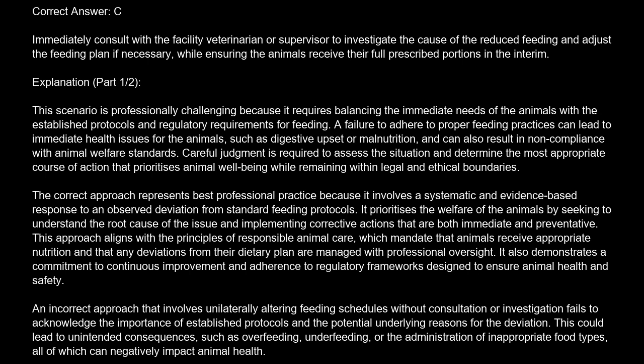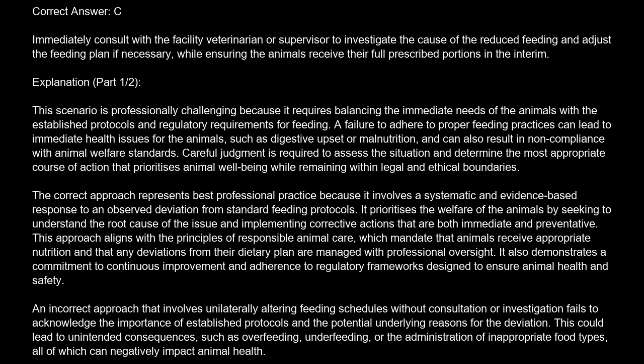Explanation: this scenario is professionally challenging because it requires balancing the immediate needs of the animals with the established protocols and regulatory requirements for feeding. A failure to adhere to proper feeding practices can lead to immediate health issues for the animals, such as digestive upset or malnutrition, and can also result in noncompliance with animal welfare standards. Careful judgment is required to assess the situation and determine the most appropriate course of action that prioritizes animal well-being while remaining within legal and ethical boundaries.